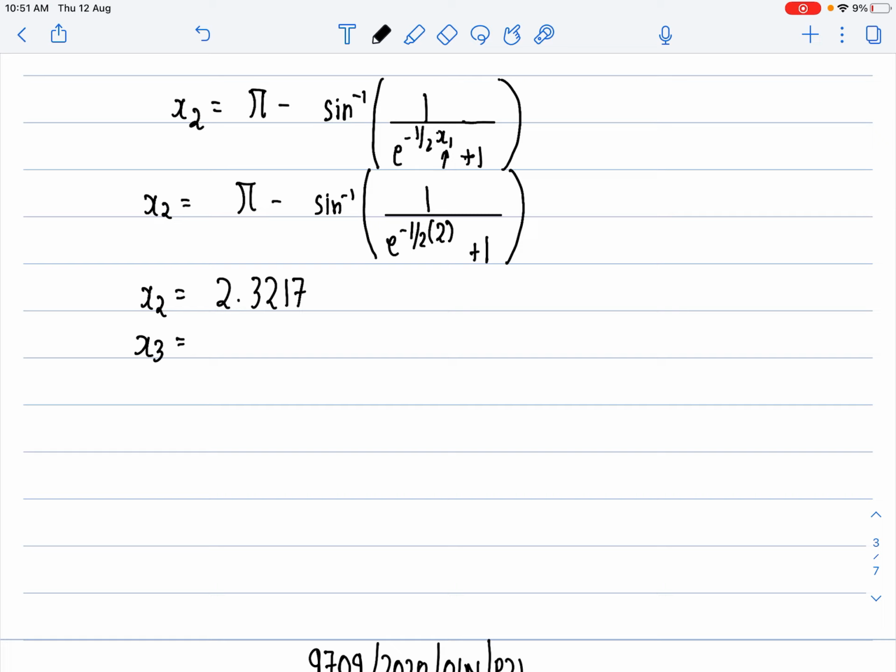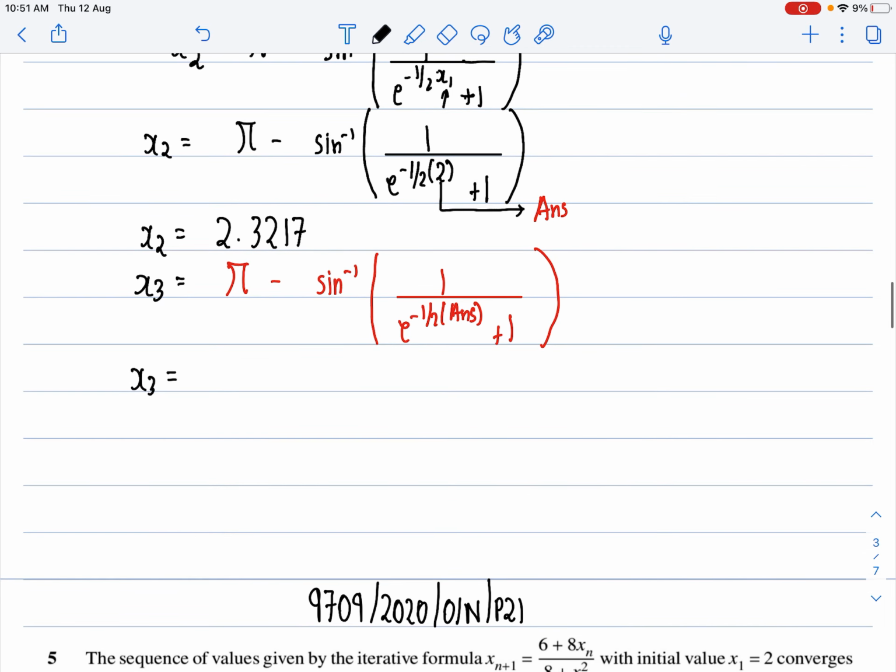Wherever you have put 2, the value of 2 in the bracket, remove the 2 and click on the answer button. Basically it will look something like pi minus sine inverse of 1 divided by e raised to minus half into the answer button plus 1. Make sure you're in the radian mode. Now when you click on equal to after inputting this, you get your x3 value as 2.2760.